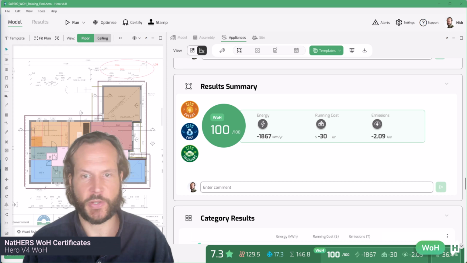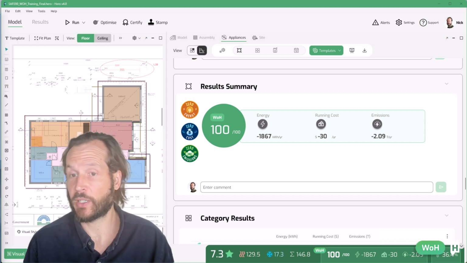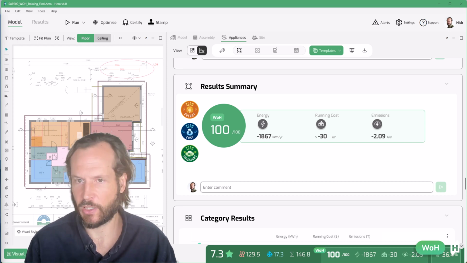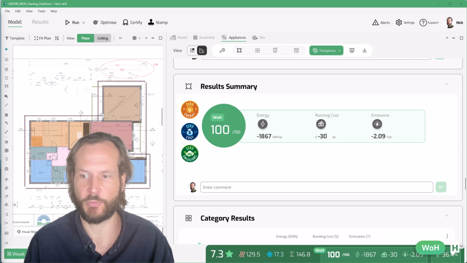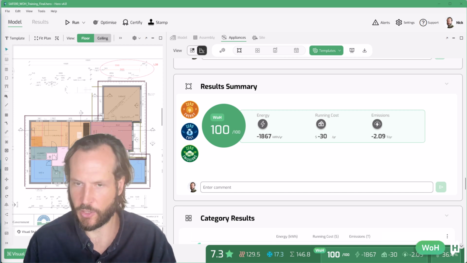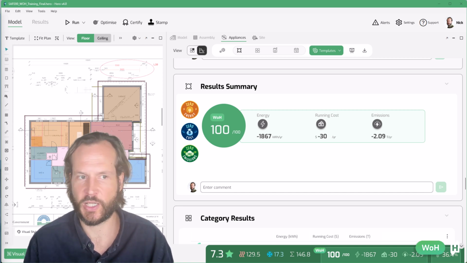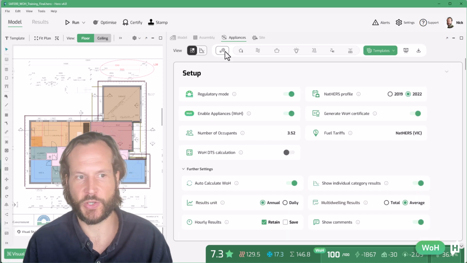Lastly, let's discuss whole of home certificates. So in this project, let's say we've got our final rating, our client's on board, 100 whole of home, net zero emissions, all the documentation is appropriate as per the tech notes. We're ready to certify or produce our draft NatHERS certificates. So this is exactly the same as the usual process, and the only setting to be aware of is this generate whole of home certificate setting.